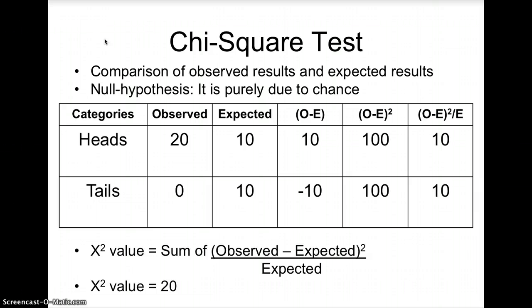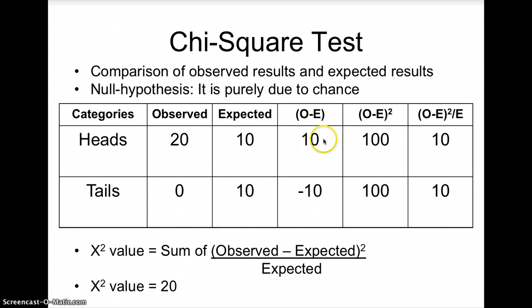So you're going to start with this table, and in the table, it's always going to have these headings. Categories, we've got either heads or tails. Observed data, we flipped it 20 times and we got 20 heads and 0 tails. The expected data is what you would expect to get if you flipped it 20 times. You'd expect maybe 10 heads, 10 tails. You then take your observed data minus your expected data. So that's 20 minus 10 gives us 10. And here, 0 minus 10 gives us negative 10.